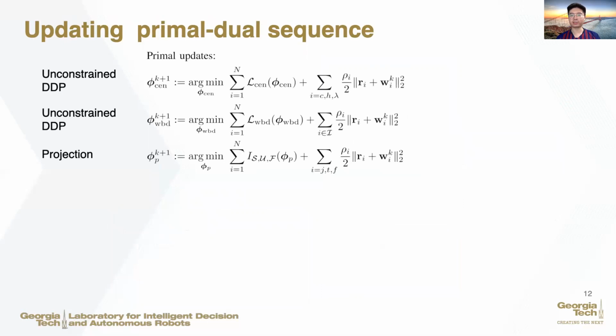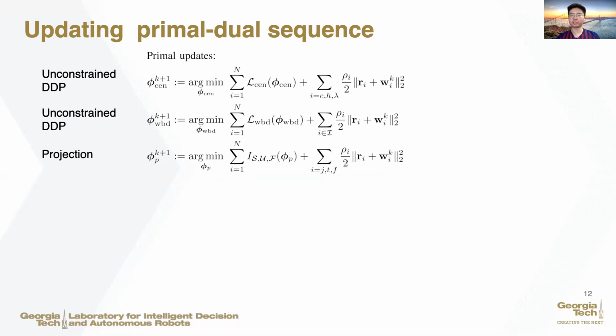Given all the technical details we talked about so far, finally we can have these full primal and dual update sequences. I will not go into the details, but we'll be happy to talk more about it if you're interested. Following the ADMM updating scheme, we use unconstrained DDP to solve the centroidal and whole body blocks. DDP can find a local minimum for a non-convex problem with nonlinear dynamics very efficiently.